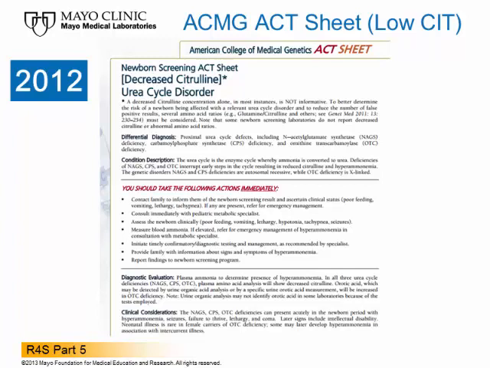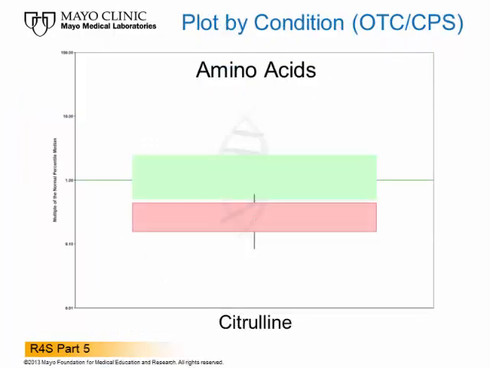To address this less than ideal situation, the American College of Medical Genetics released in 2012 a new ACT sheet addressing the finding of decreased citrulline as an actionable marker for the detection of proximal urea cycle disorders in neonatal dry blood spots. This slide shows the plot by condition for OTC and CPS. The display is limited to informative amino acids, and therefore only citrulline is displayed.